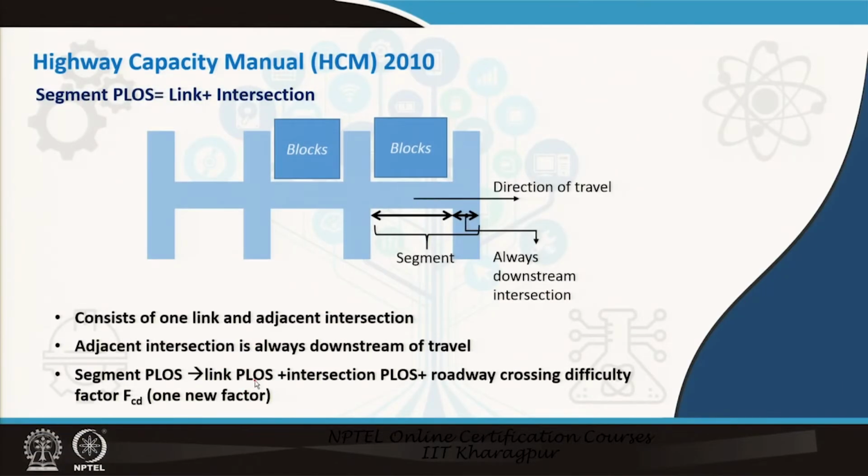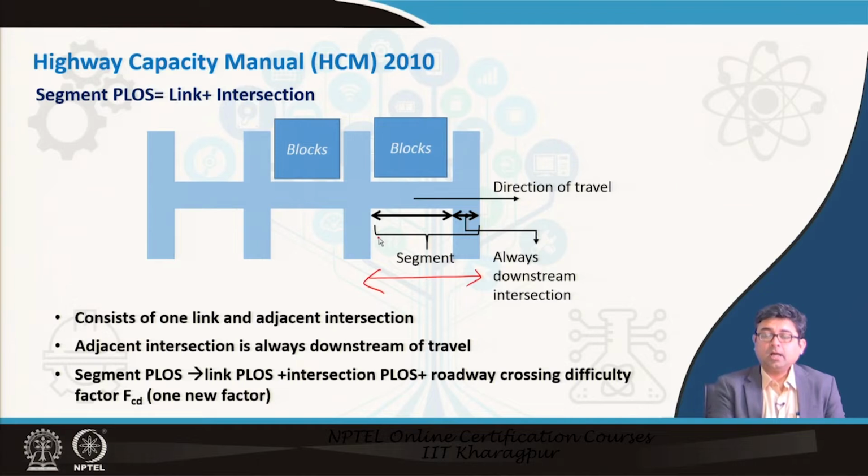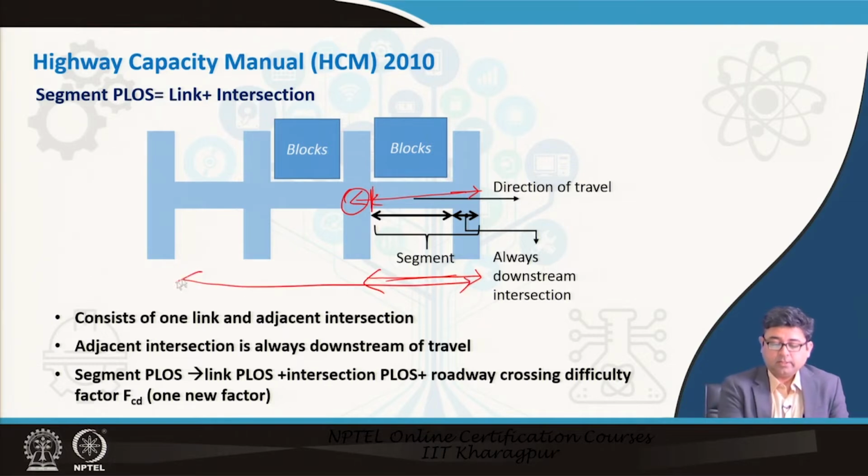As you remember, what is a segment and what is a facility? A segment is a combination of the intersection and the link as long as you have a signalized intersection. If you do not have a signalized intersection between the two blocks, then you continue until you find a signalized intersection. Since we are considering only till here, that means you have a signalized intersection here. So, that is a segment, and a facility is the entire summation of all the segments.